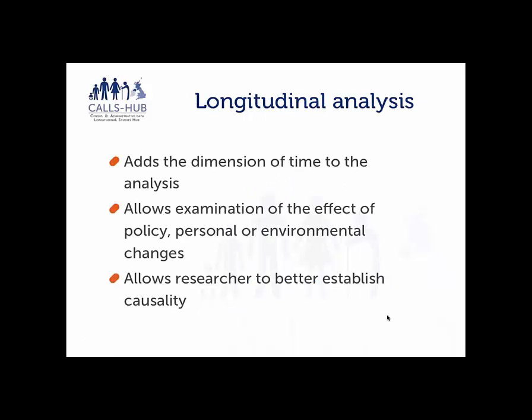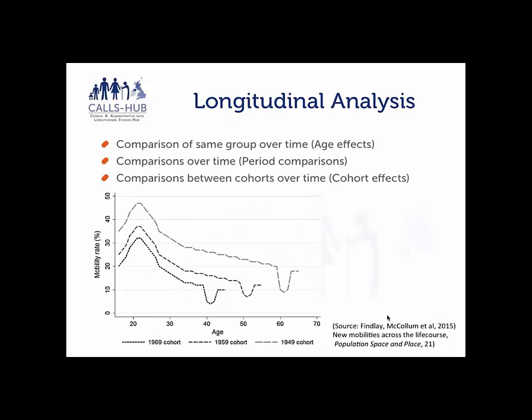So longitudinal analysis, as compared to the SARs and the snapshot data, adds the dimension of time to the analysis. This allows you to examine, for example, the effect of policy changes, of personal situation changes, or changes in the environment in the neighbourhood. And it allows you to better establish causality because you have time 1 and time 2, so you know which comes first. Some of the classic effects looked at in longitudinal analysis are age effects, comparisons of the same group over time; period effects, which are comparisons of periods in time as opposed to the individuals; or cohort effects, which are comparisons between cohorts over time. And the longitudinal data allows you to pick out all these different things.